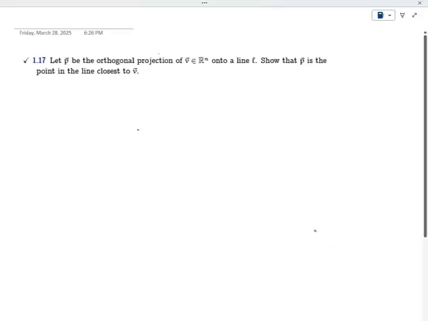All right, so this problem on the last assignment was a little bit challenging, so I thought I'd do a solution for you. I also want to give you some geometrical insight. It says, let P be the orthogonal projection of V in Rn onto a line L. Show that P is the point on the line closest to V.